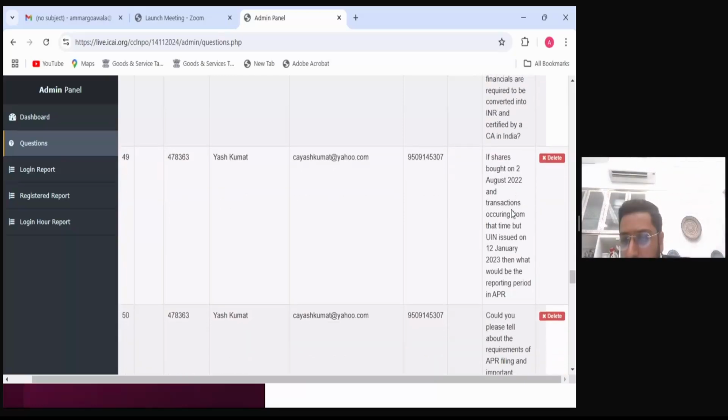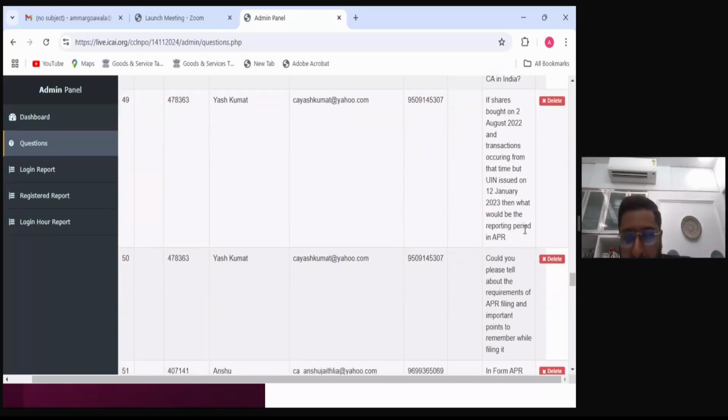If shares are bought on 2nd August 2022 and transactions occur from that time, but UIN is issued on 12th January 2023, what should be the reporting period in APR? See, if you have bought shares in August 2022, the financial year it relates to is 2022-23. So APR for 22-23 will have to be filed by December 23. By December 23, you should have received a UIN. That should not be a problem, because normally when you do the first transaction, the UIN has to be received. So you have to file before 31st December.